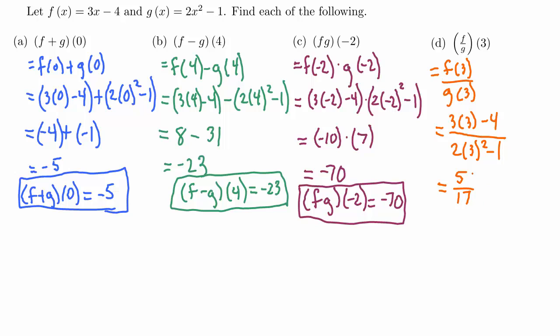And I can't simplify 5 over 17. Therefore, that tells me that f divided by g of 3 is equal to 5 over 17.